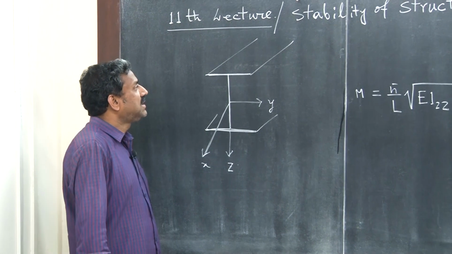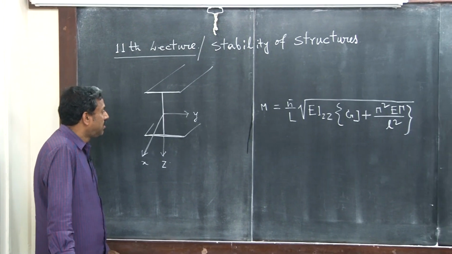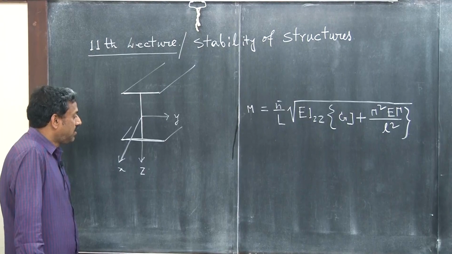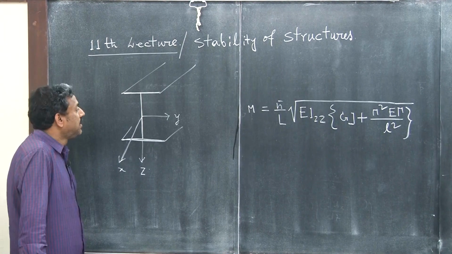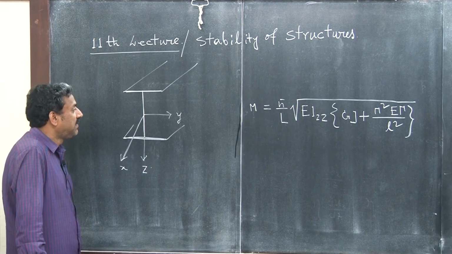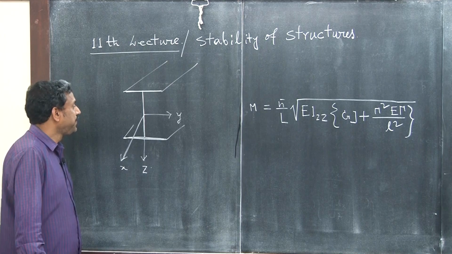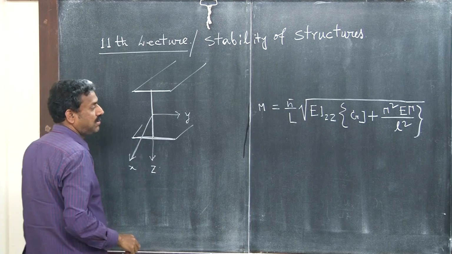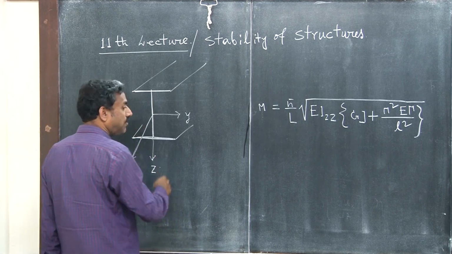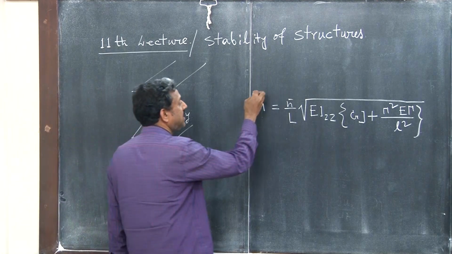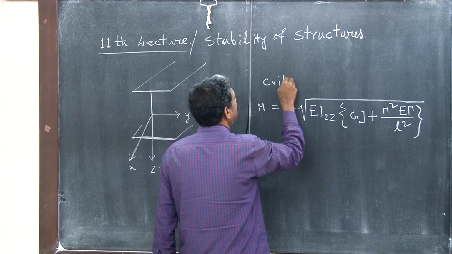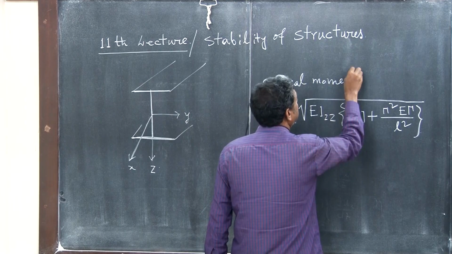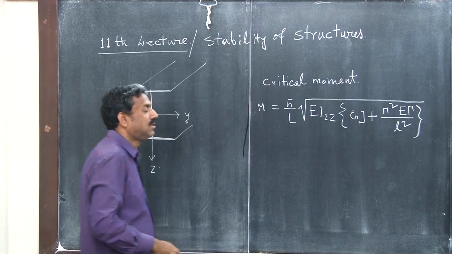Okay, welcome to the 11th lecture of Stability of Structures. What we are discussing is lateral torsional buckling of beams. That involves both flexure as well as torsion. We have derived the formula for the critical moment, the moment at which lateral buckling occurs for the beam.